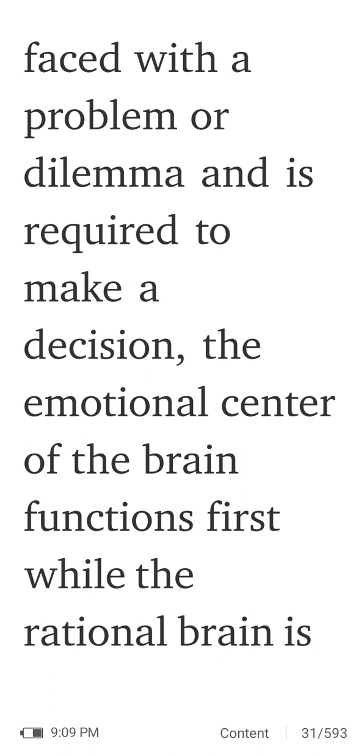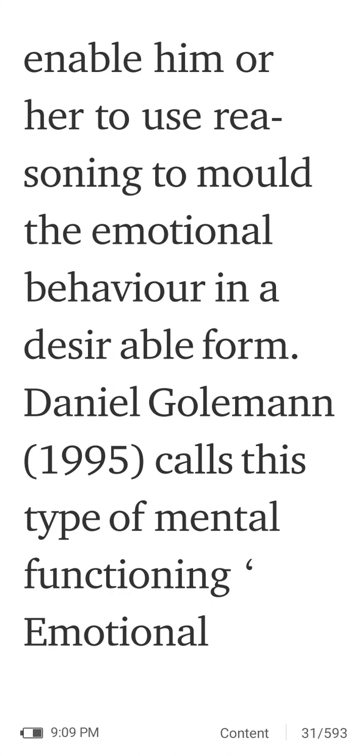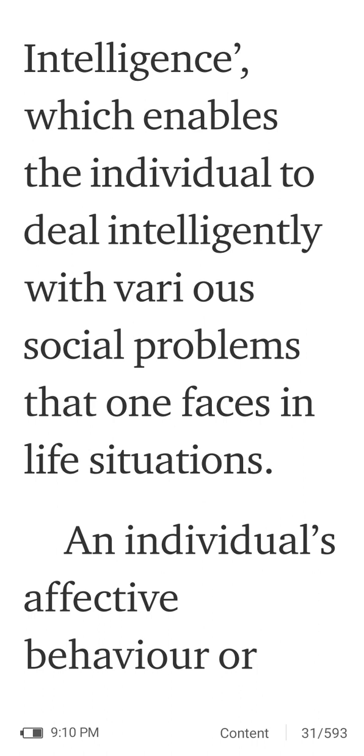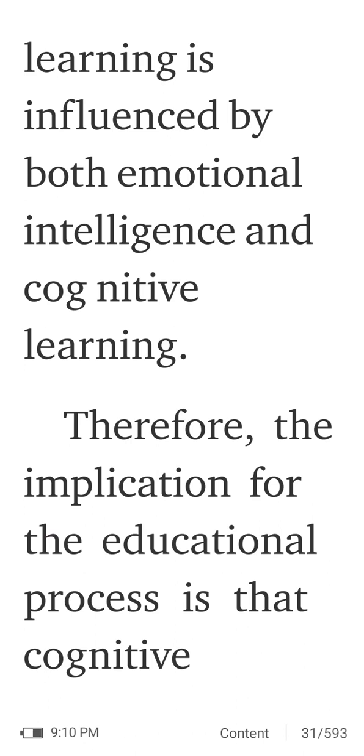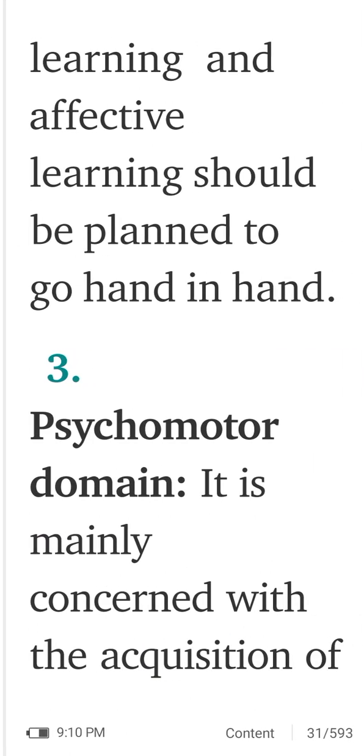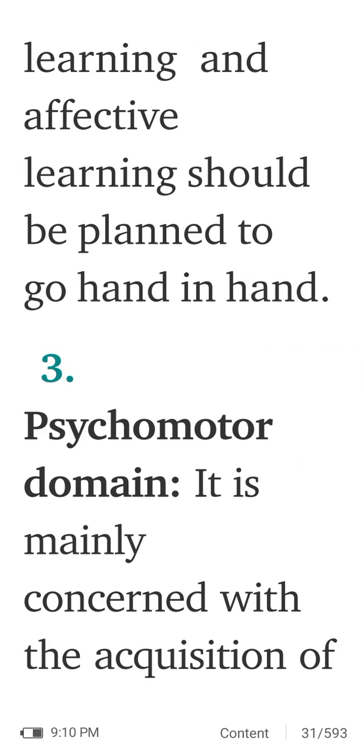The emotional center of the brain functions first, while the rational brain is yet to start functioning. This implies that the education process should provide the individual with adequate knowledge about the situation to enable him or her to use reasoning to mold the emotional behavior in a desirable form. This type of mental functioning is emotional intelligence, which enables the individual to deal intelligently with various social problems that one faces in real life situations. An individual's affective behavior or learning is influenced by both emotional intelligence and cognitive learning. Therefore, the implication for the education process is that cognitive learning and affective learning should be planned to go hand in hand.